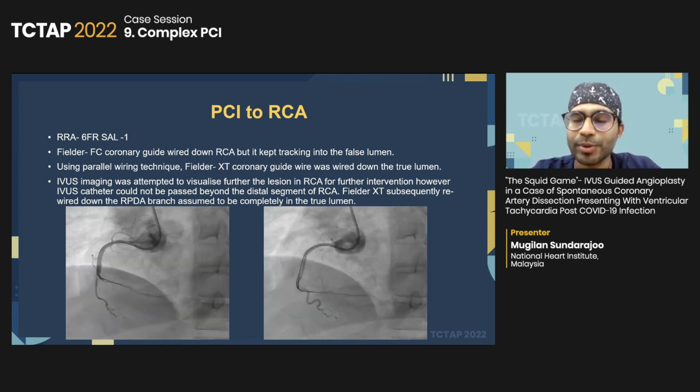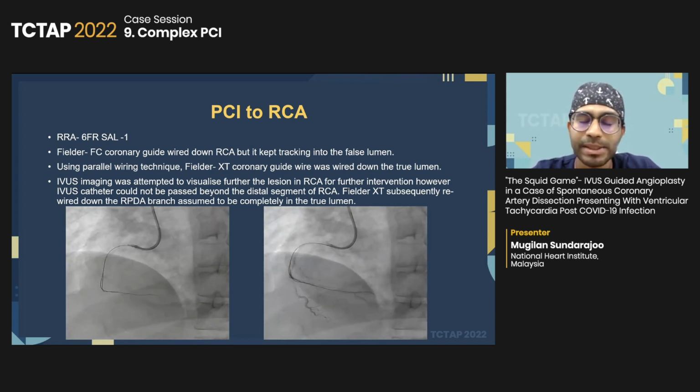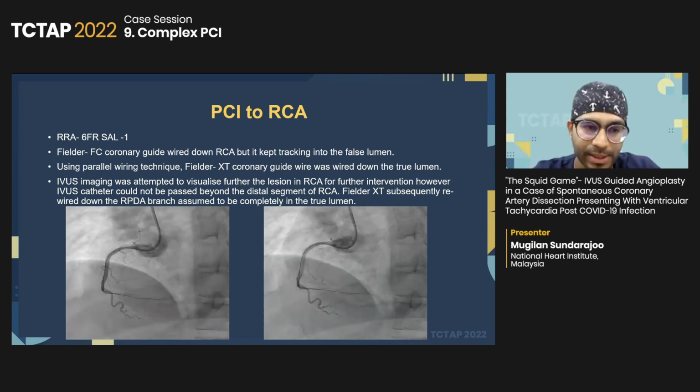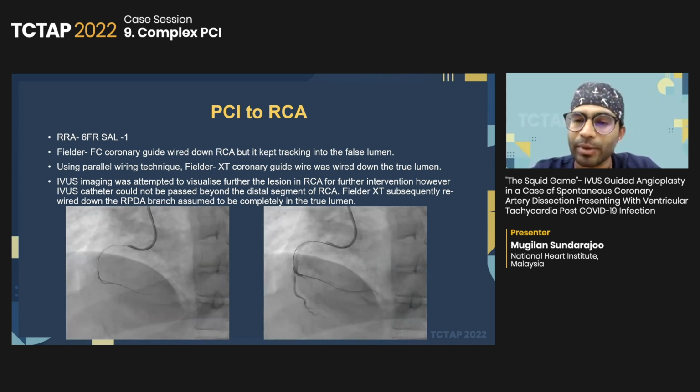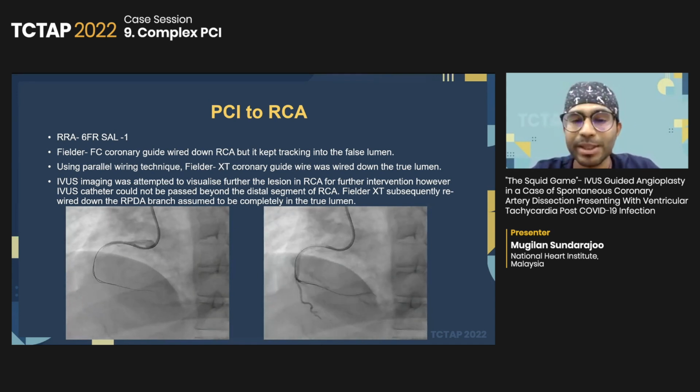So we wanted to use the IVUS guidance to visualize further, but the problem is even the IVUS catheter couldn't go further down the distal segment of RCA. So subsequently, we wired down the Fielder XT to the RPDA branch. We assume this to be the true lumen.